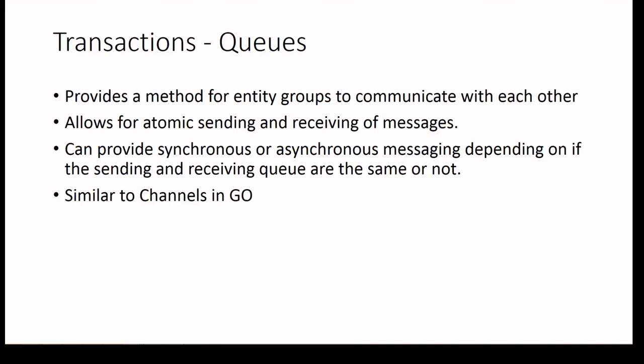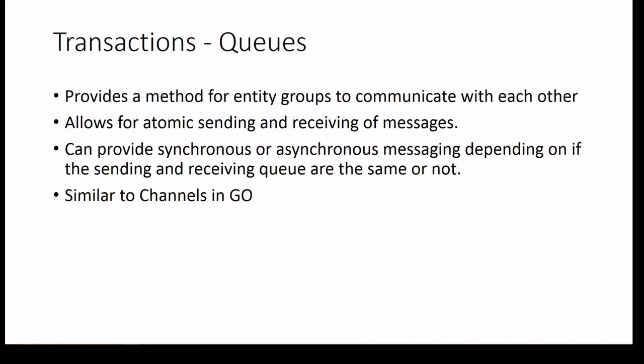One thing to keep in mind is that queues are used to allow entity groups to communicate with each other, and they're used for sending and receiving of atomic messages. Another important facet is that they can provide for synchronous or asynchronous messaging. Now, this is important because it was interesting in how it does it. It does it differently than the way Go performs synchronous and asynchronous messaging.